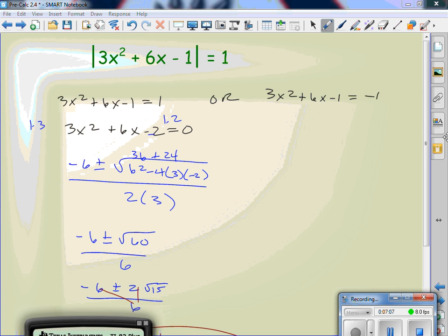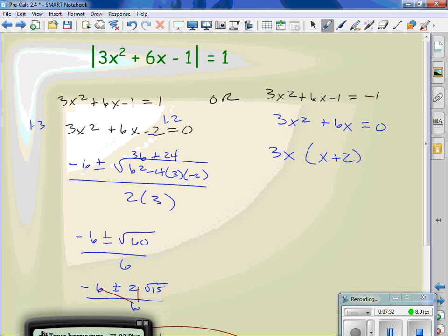Second part. If I add this over, I get 3x squared plus 6x equals 0. I can complete the square. I can use the quadratic formula. I'm going to factor this. What I mean by factor, what do they have in common? They both have a 3 and an x. If I pull out a 3x, I'm left with x plus 2 equals 0.